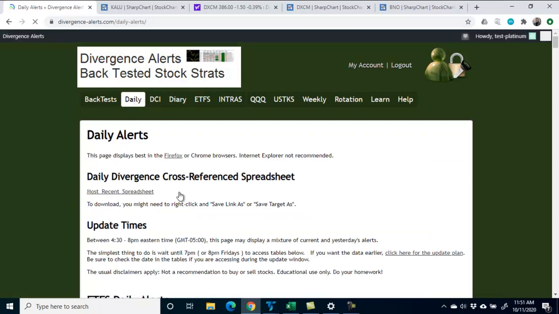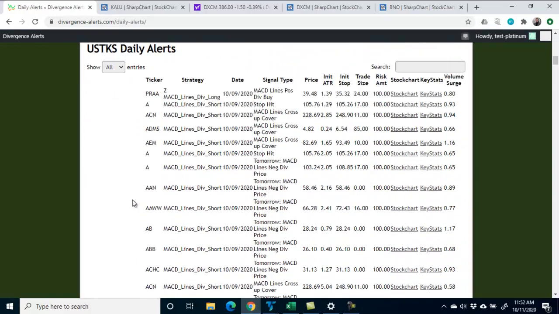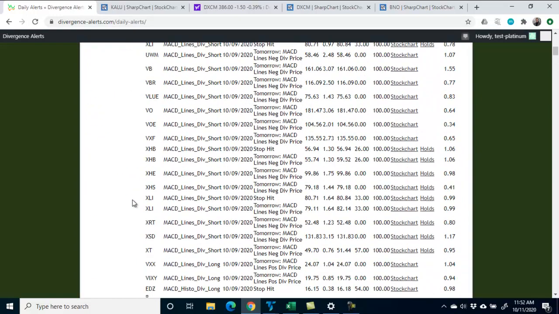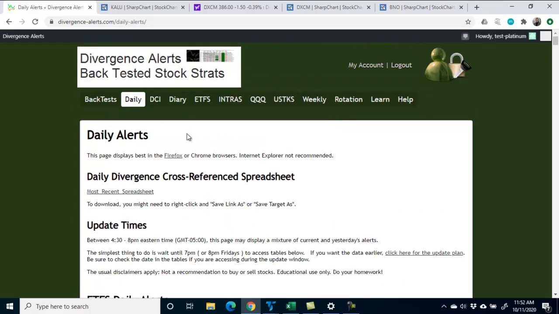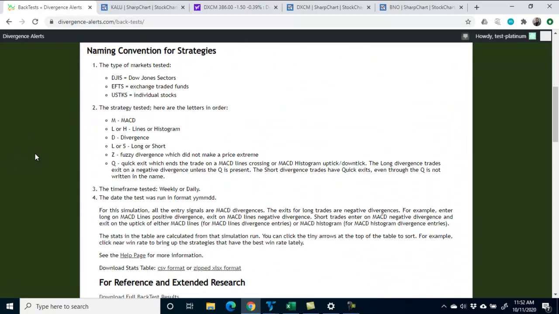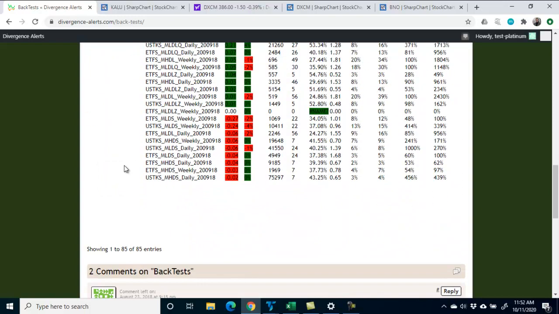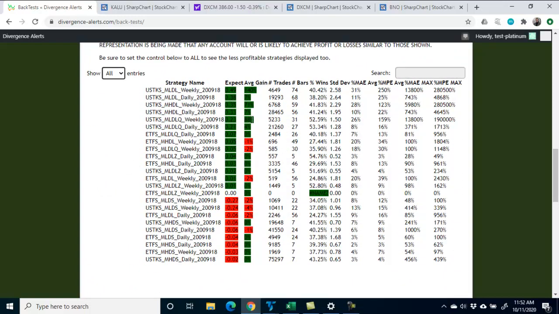It's got ETF alerts, and it's got US stock alerts where the divergences have turned up in the scanner. And then the backtest shows you the most recent backtest results. Be sure on this to set this to all so that you can see all the different entries in the backtesting. Then you can see they're color coded. They're green for positive expectancy and positive average gain, and they're red for negative expectancy, negative average gain.